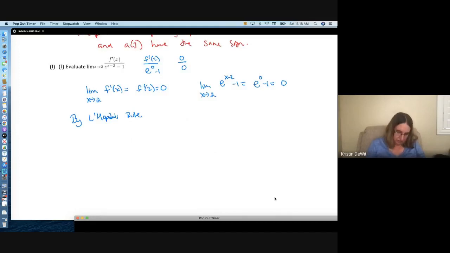Then we go ahead and derive the limit as x approaches 2, f double prime of x all over the derivative of e to the x minus 2, which is e to the x minus 2. Chain rule times 1, but that just goes away, and then minus 1 goes to 0. Okay, so go ahead and do that now. Figure out, plug in your 2 and see. Sometimes we have to do L'Hopital's more than once. See if this is a case where we do or don't.